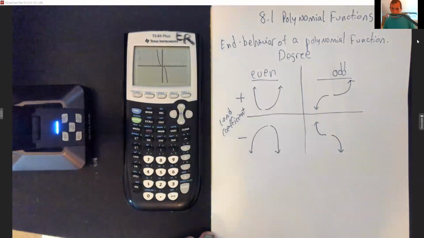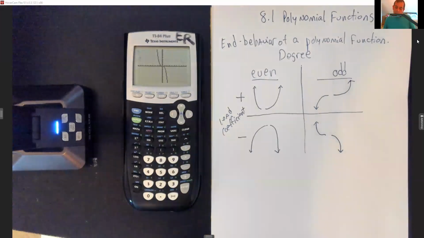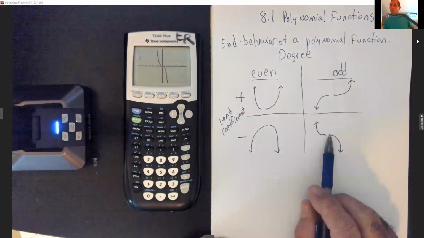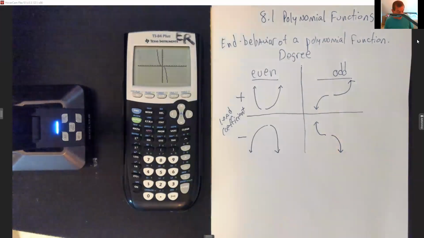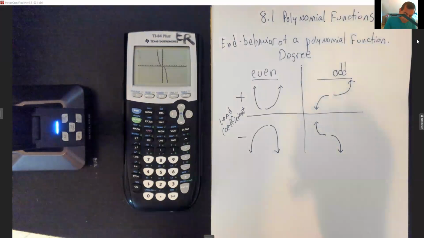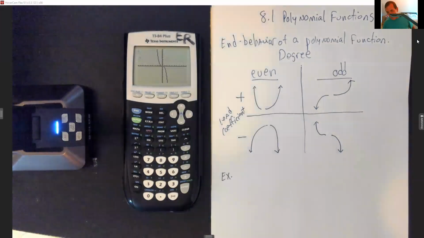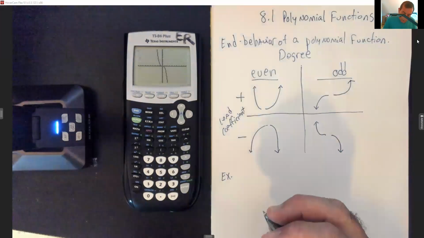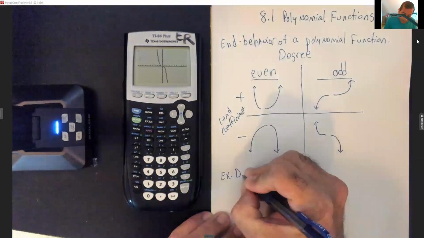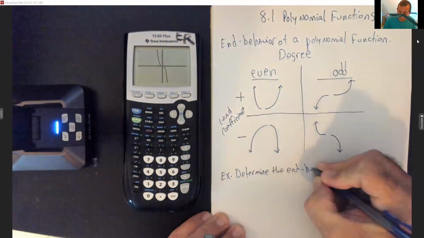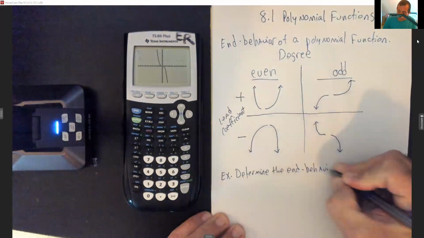All right, so let's see. Our questions, they're going to give us polynomials, and we got to determine what the end shape will look like, okay? What's going to happen to this graph if we did graph it? So this chart, I would keep handy for this whole chapter, okay? So determine the end behavior of the function.